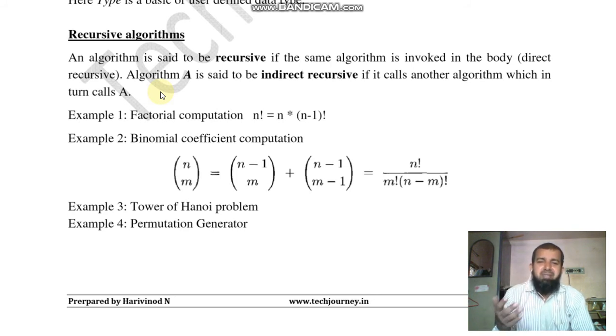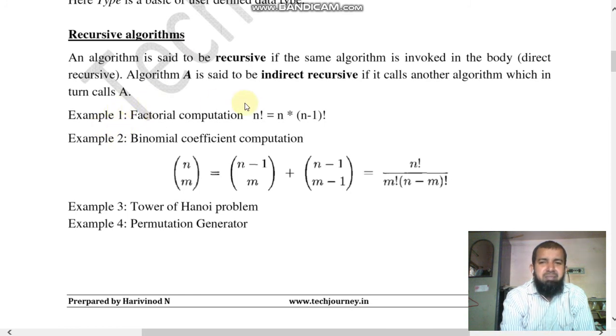Example, factorial. Fact is a function. Within the body of that fact function, one more function call is made, the same fact function, so it calls itself. It does not go outside; it calls within that function only. Algorithm A is said to be indirect recursive if it calls another algorithm which in turn calls A. A function A calls itself, A only.